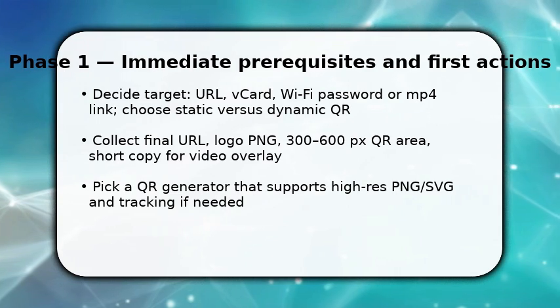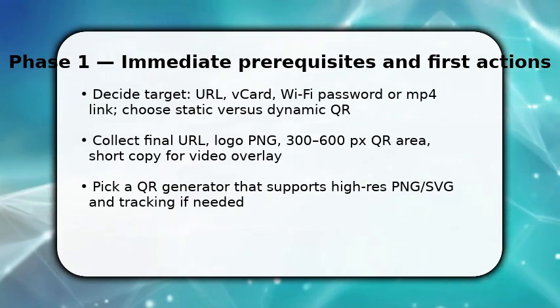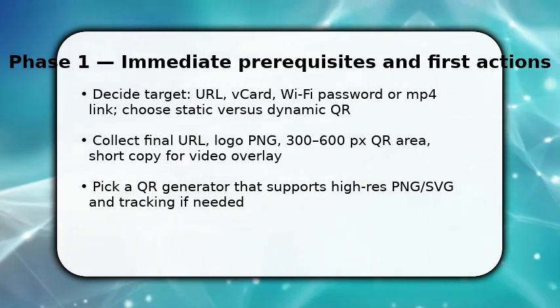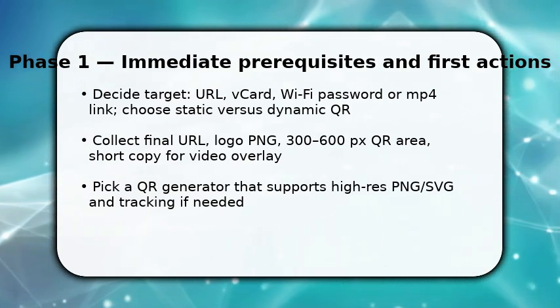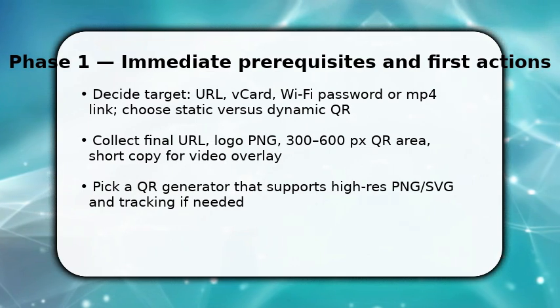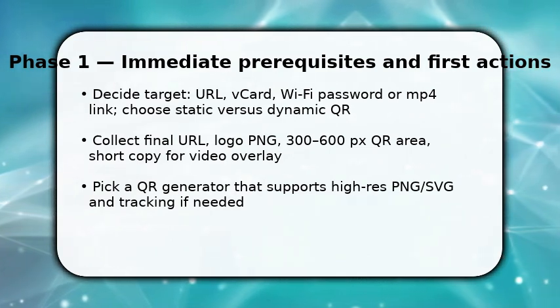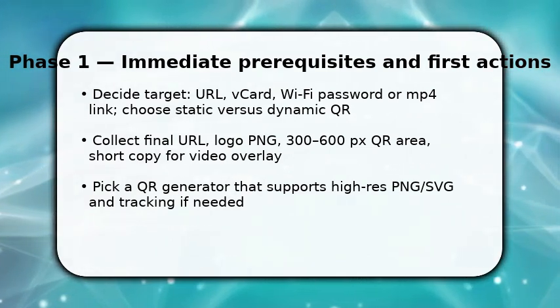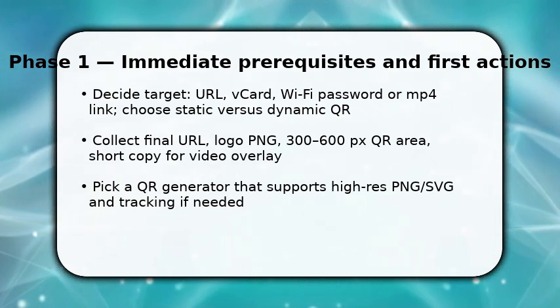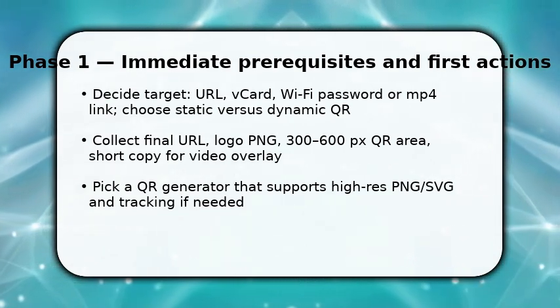Next, pick a QR generator that outputs high-resolution PNG or SVG and supports dynamic edits if you want analytics. Now create a draft QR at 300/600px and save source files. This gets you ready to integrate into your timeline without backtracking.